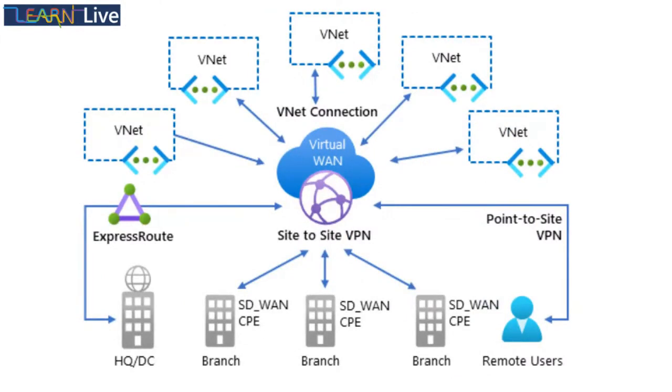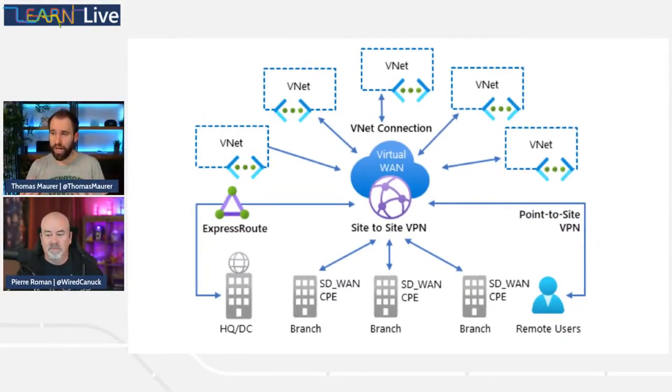So here, the top part is all virtual networks, or VNets, in Azure. Think of these as the spoke networks. And then in the middle, you see the virtual WAN, which is basically our hub where everything comes together. And on the bottom of the screen, you can see the different possibilities we have, the different locations.